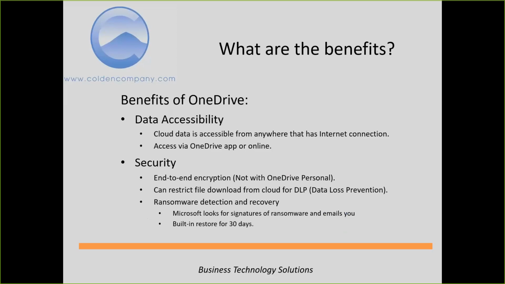And something that's relatively new with OneDrive for Business, they released about a year ago, their ransomware detection and recovery. So Microsoft is actually going to be scanning the data in their cloud for signatures of ransomware. If they think that you might have been infected, they're going to send you an email and say, hey, it looks like some of your data has been maliciously encrypted here. And there is a built-in restore where you can restore those back 30 days.